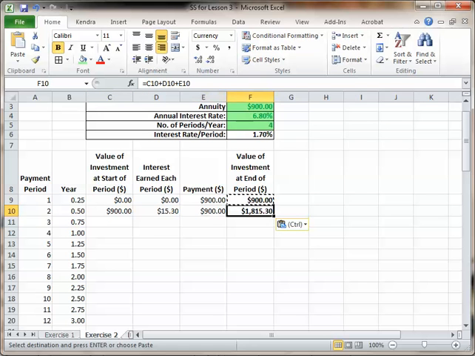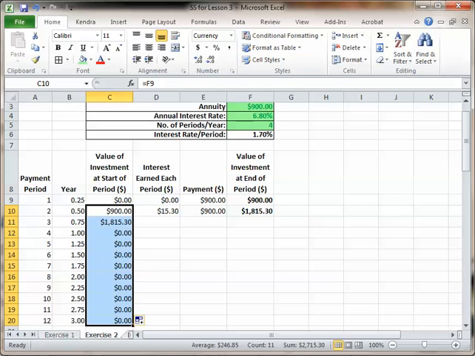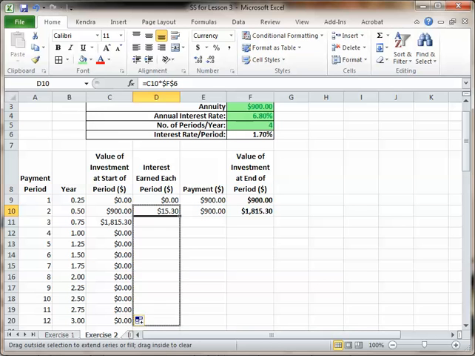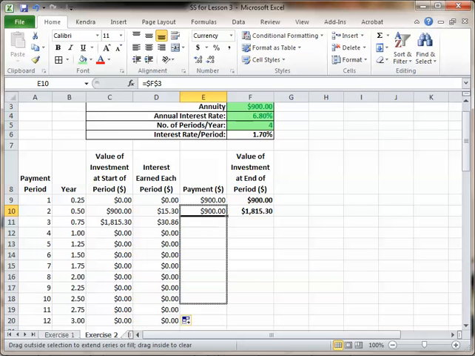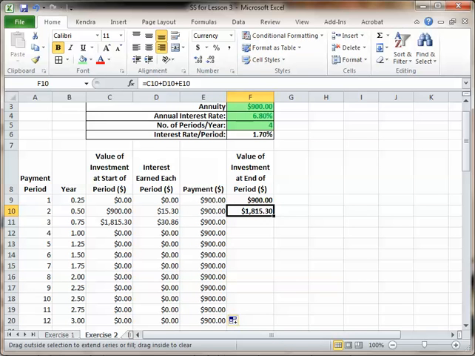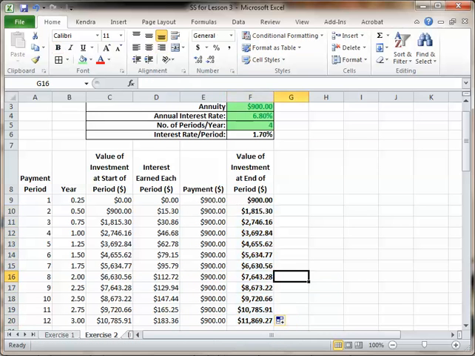Now we do have all the formulas here that we need, and we just need to move them down. We can move each one down separately, copy and fill. All the numbers are now generated for us. We can see at the end of her first year, the value of her investment is going to be worth $3,692.84. And at the end of 3 years, when she's ready to buy her car, the investment is worth $11,869.27.